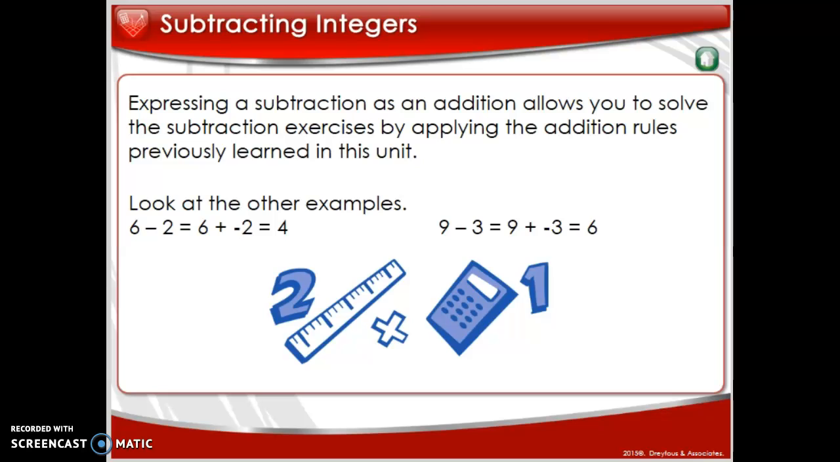Look at the other examples. We have 6 minus 2. 6 changes to an addition and then the opposite, negative 2. Different signs, make the subtraction. It is positive 4 because the greater is 6. 9 minus 3, change to an addition and the opposite is negative 3. Different signs, make the subtraction and it is positive. It's easy now.